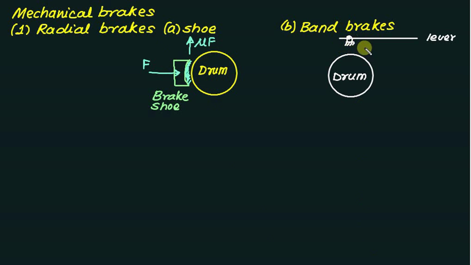In the band brake, we have a drum here on which we want to do the braking action. We have a lever here, which is fixed at this point and can be rotated about this point. Then on this side we have a rope which is wound over the drum and connected to this side. When the force is applied on this side, the braking action is done and it develops a tension. Because of this, friction takes place over this surface, and that is why we have a braking action on the drum.